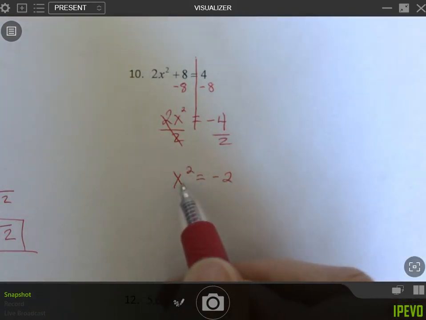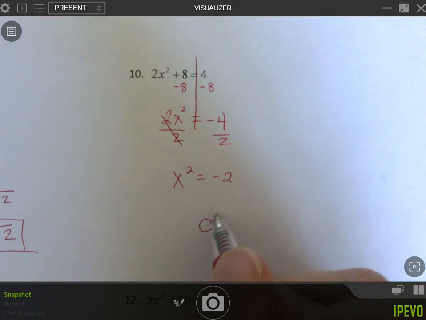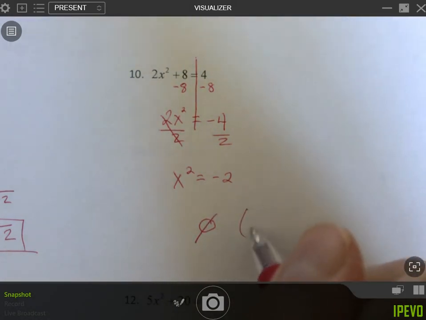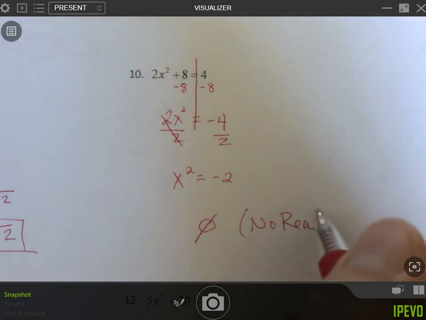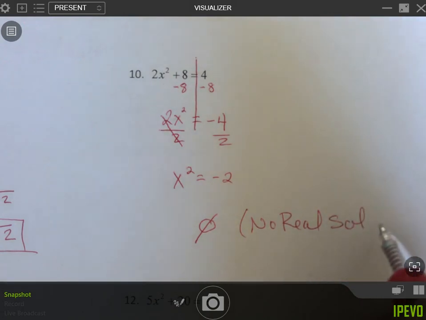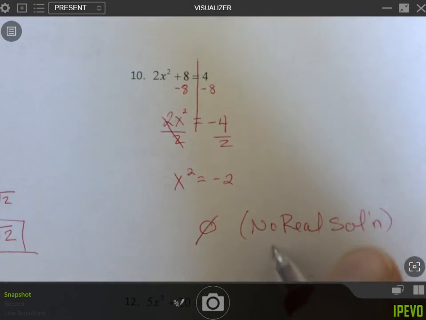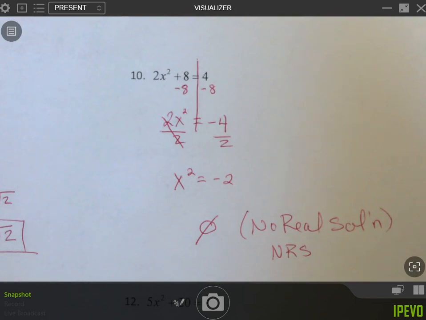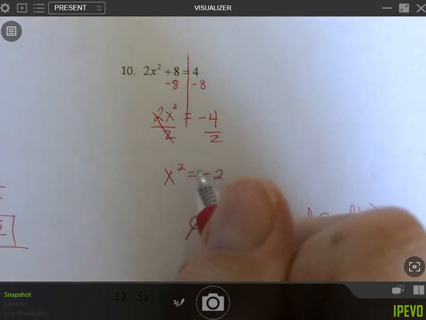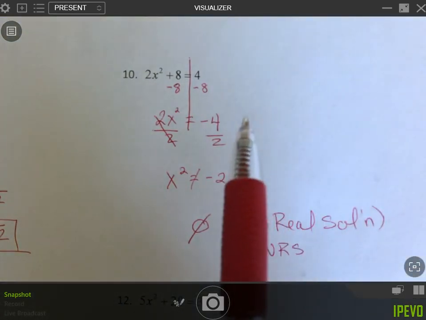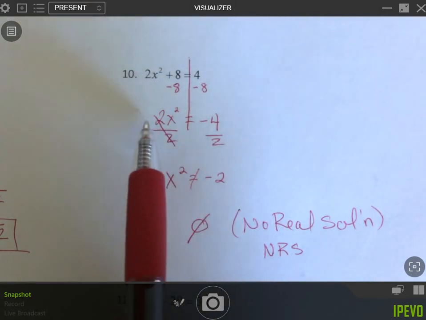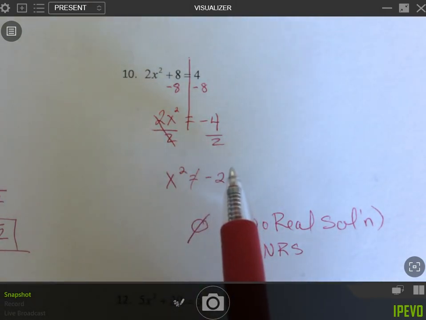A square can never equal negative, so you're right. No real solutions. You can write the null set. Actually, if you want to write NRS, I would even accept that, as long as you understand that means no real solutions. This will never be true. Now, don't assume that it will never work, because if this was a negative 2, then the negative sign would have divided out. Okay?